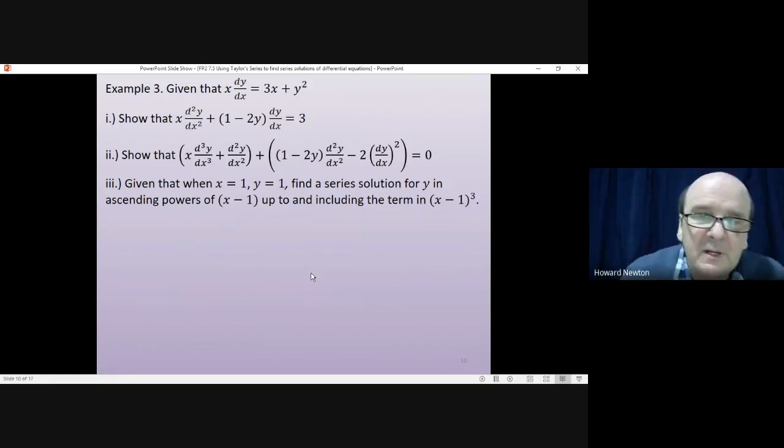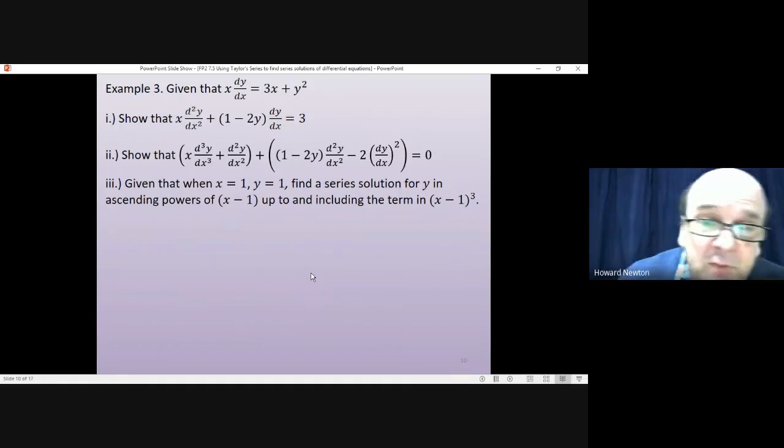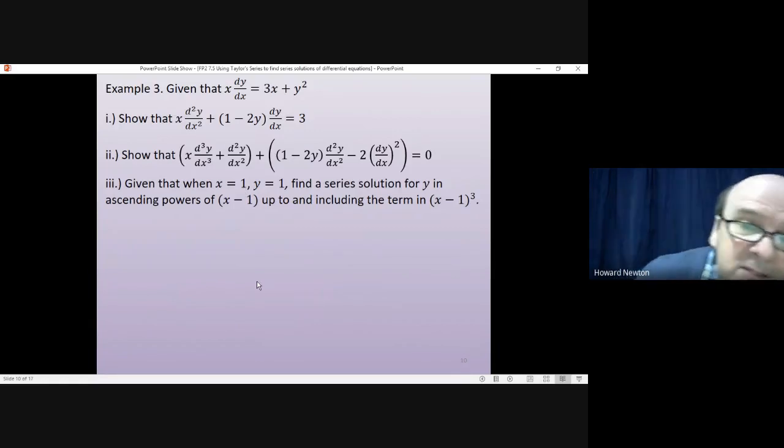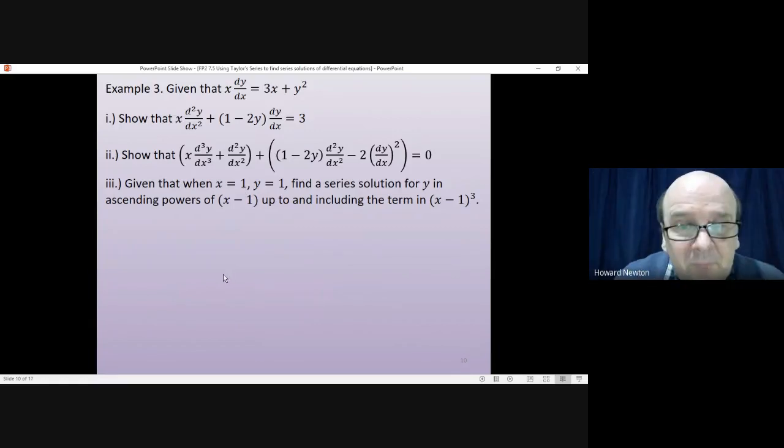Now, it's very similar to the previous two examples, except for two things. In the previous examples, we were considering around the point x equals 0. In this question, it's around x equals 1. So that'll mean that a is equal to 1. And the other thing, in the previous questions, we were told the value of dy by dx in the initial conditions. This time we're not.